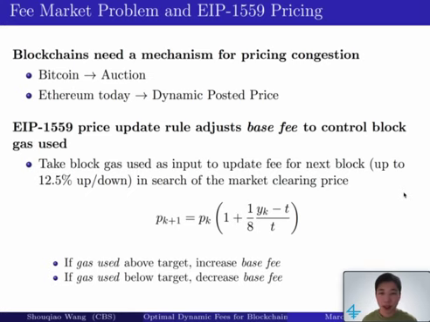First of all, blockchain needs a mechanism for pricing congestion. So Bitcoin is using auctions. Ethereum uses dynamic posted price, which is the base fee mechanism in EIP 1559. The EIP 1559 takes the gas used in the previous block, which is Y_k in this equation, as an input to determine the base fee of the current block. So when the demand is above the target, it can increase the base fee by up to 12.5% to reduce the demand, and vice versa.